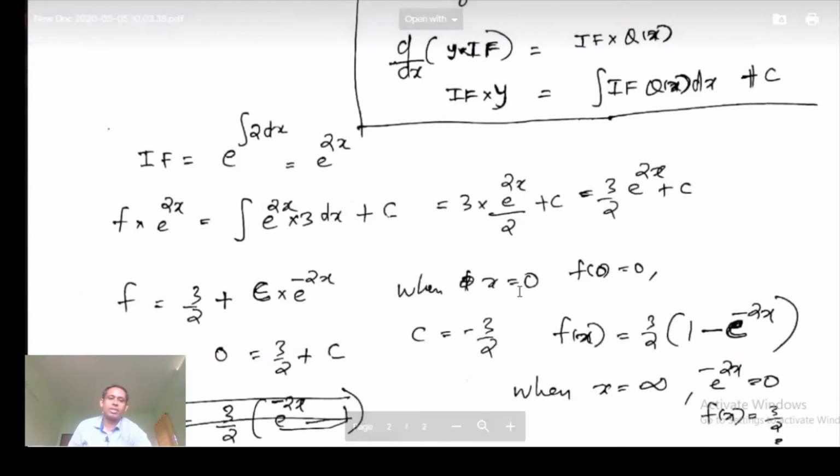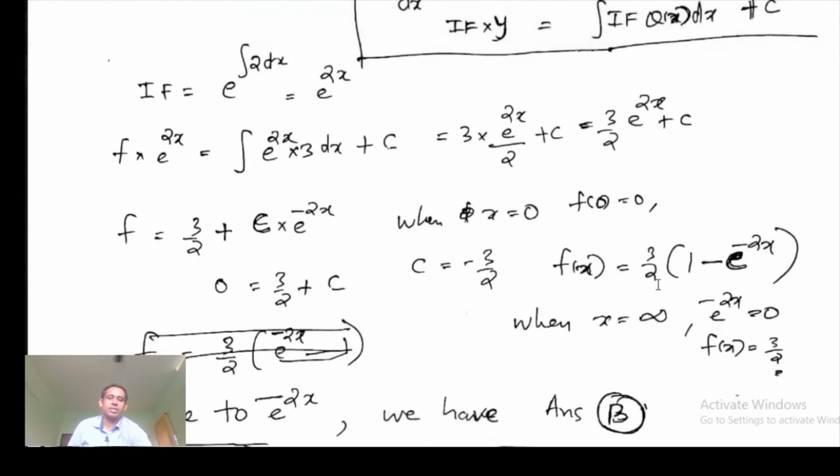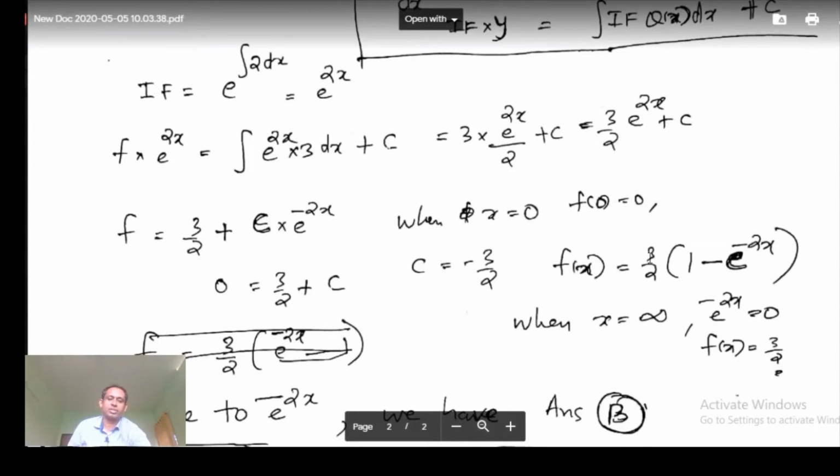And we know at x equal to 0, f of 0 equal to 0. So this can be used to obtain c. So c is minus 3 by 2. So you will get f of x is equal to 3 by 2 times 1 minus e to the power minus 2x. And when x equal to 0, from this we see f of x is 0. And when x is infinity, this term will be 0, so you will get 3 by 2.